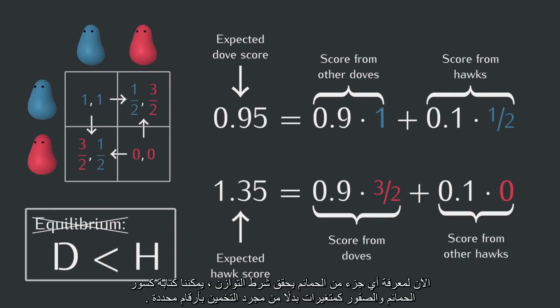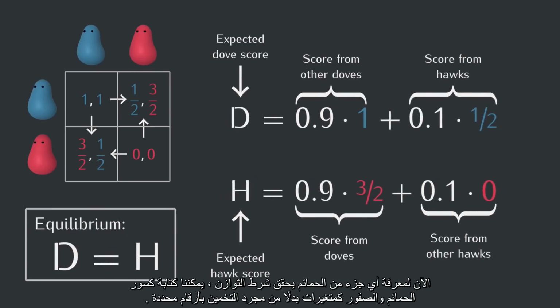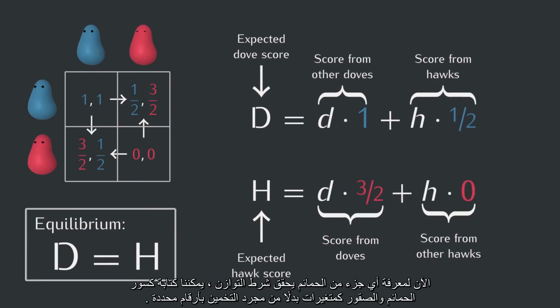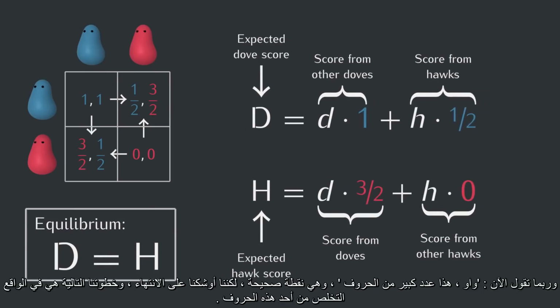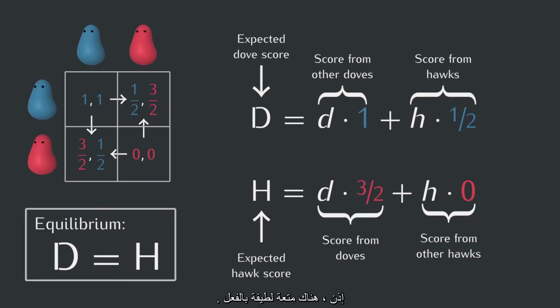Now to find out what fraction of doves does meet the equilibrium condition, we can write the fractions of doves and hawks as variables instead of just guessing at specific numbers. And you might be saying right now, wow, that's a lot of letters, which is a fair point, but we're almost there, and our next step is actually to get rid of one of those letters, so there's a nice treat already. Doves and hawks make up all the creatures, so their fractions have to add up to 1.